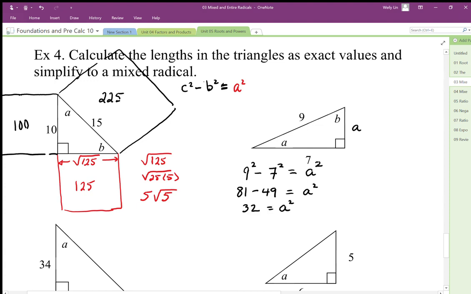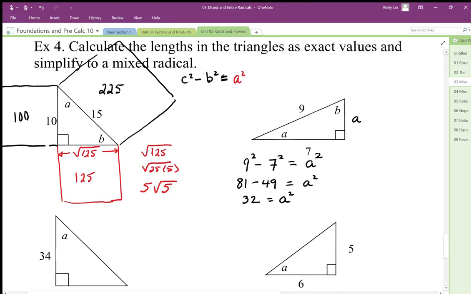Square rooting that, we do get plus or minus, but since we want the side length, we're just going to use the principal square root, which is the positive value, and we get the square root of 32. The square root of 32 can be simplified, because it can be rewritten in a number of different ways. It has a perfect square divisor of 4, but there's also a perfect square divisor of 16, which makes it slightly easier to work out.